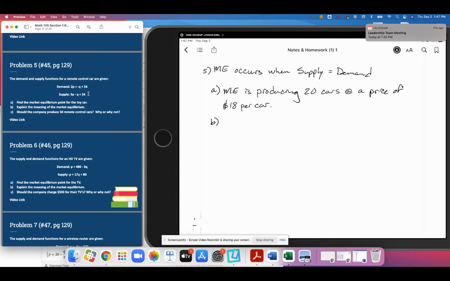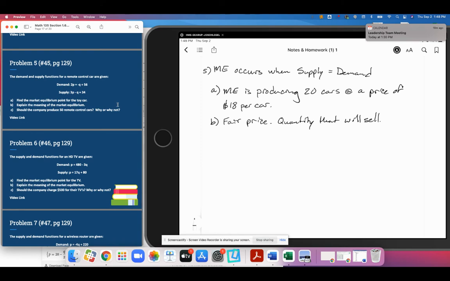And then in that situation, there is a fair price and a quantity that will sell. If we make more than that, they will not sell at that price, and we will be left with inventory that we can't sell and taking a loss on it.